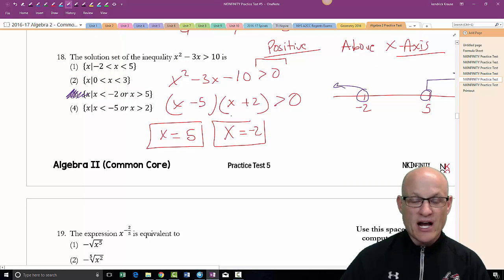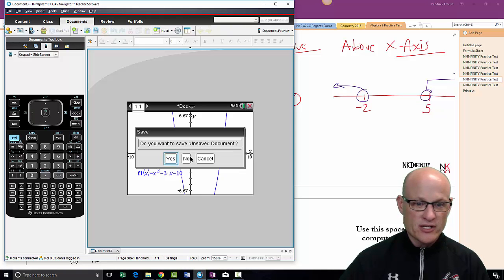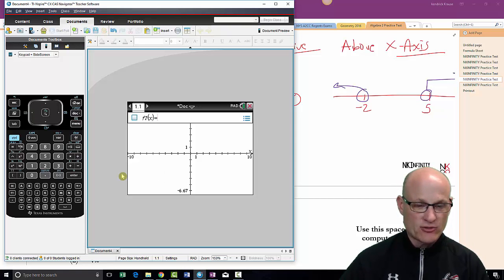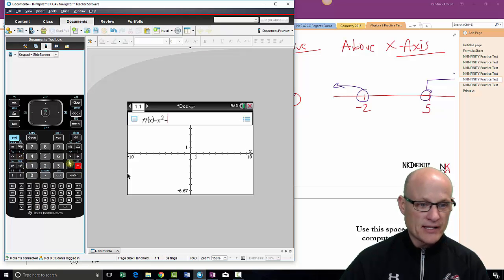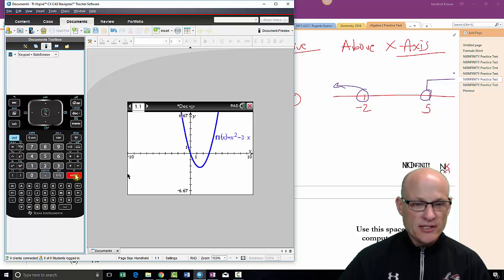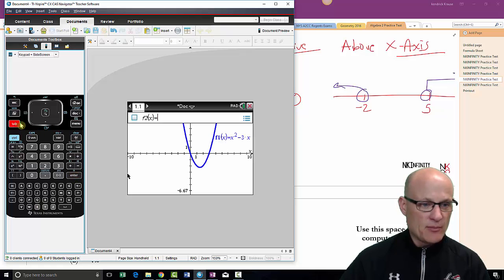I want the left and right. Now, how else could I have done that? Well, I could have also done it this way. This is a much faster way to get this one done, actually. You're going to graph it as two things. X squared minus 3x. Enter. And then tab, and then type in 10.